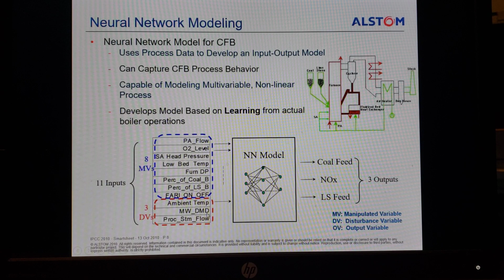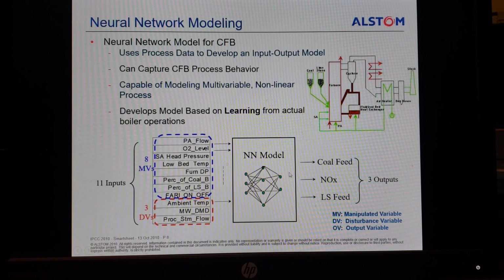And megawatt demand is from the dispatch center. And there's a process steam flow because that's the demand from the industrial plant. How much steam they're going to request is unpredictable to the power plant itself. But there's a range, but the specific number is not predictable. So we count it as a disturbance variable. It means we can measure, but we cannot control that.